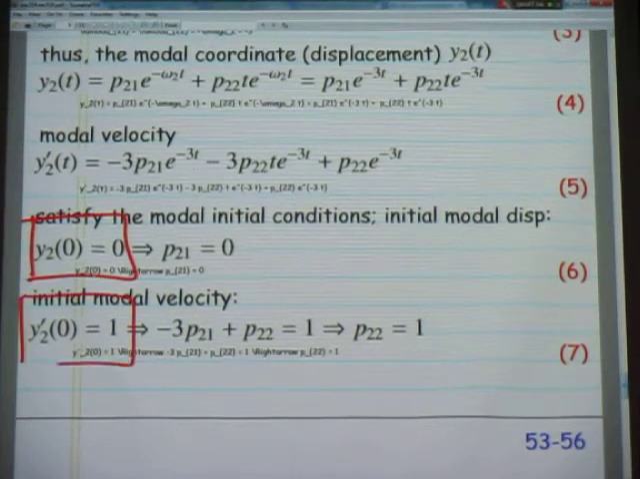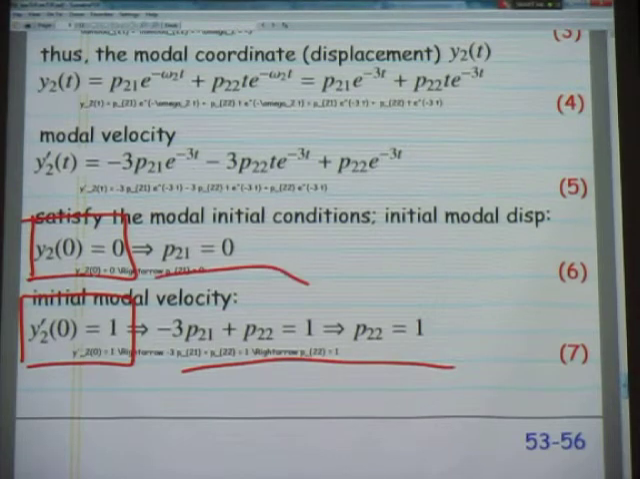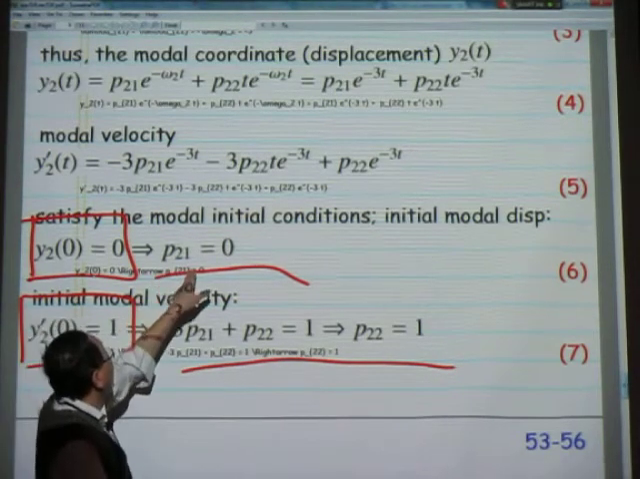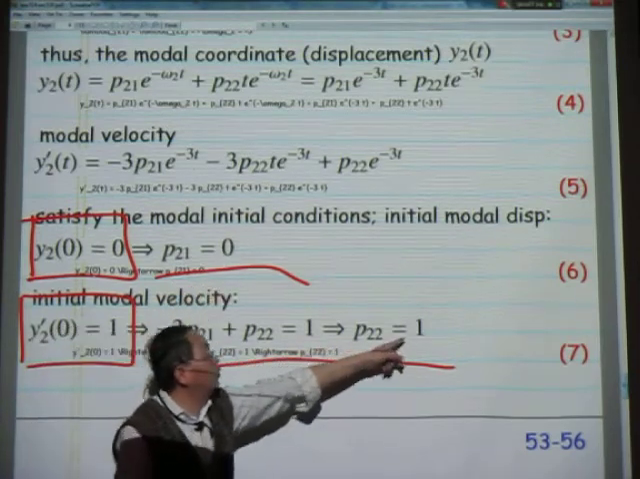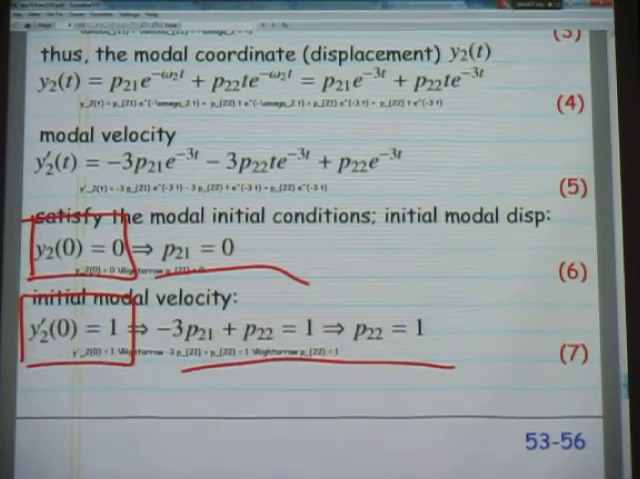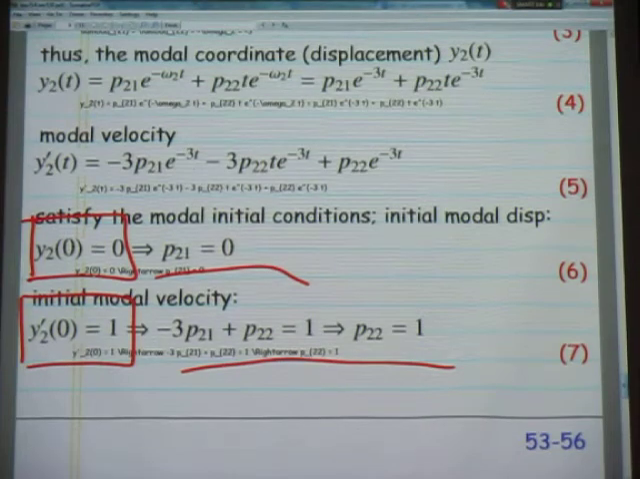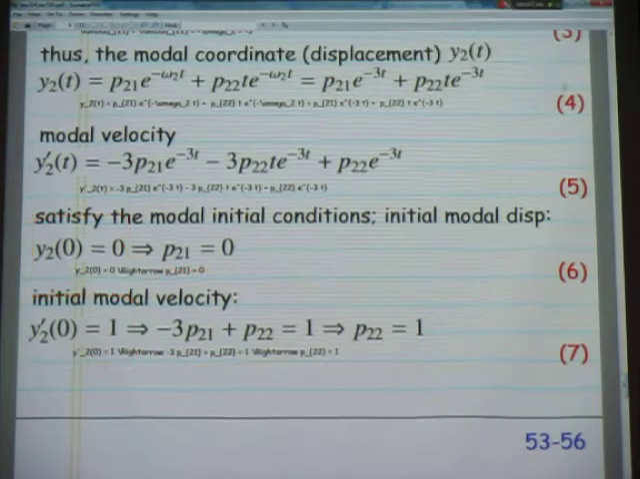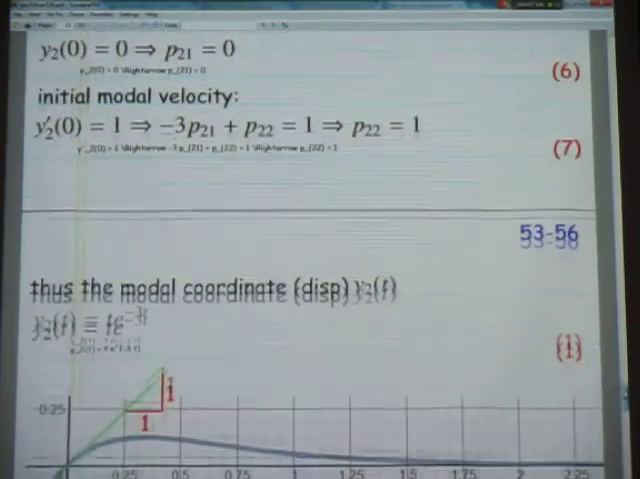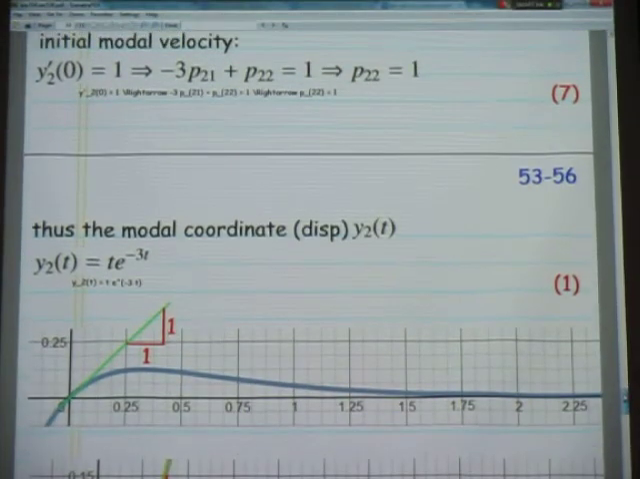And if you replace the two initial conditions for mode 2, you have two equations that you can solve for these two unknowns, two parameters: P21, which is 0, and P22, equal to 1. Right? And so the next step is to plot out the results. Express the final result and plot it out. And this is the final result.